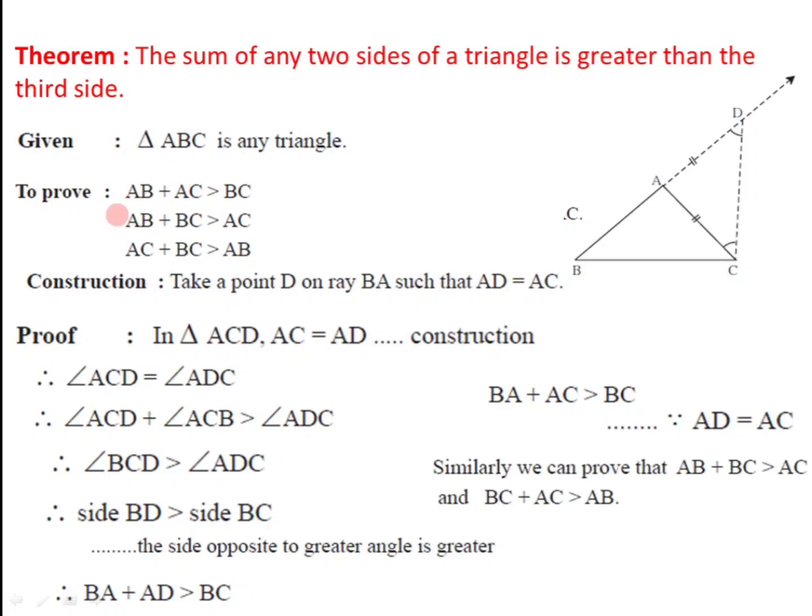Similarly, we can prove the remaining two results, that is, AB plus BC is greater than AC and BC plus AC is greater than AB. So in the same way, all these three statements can be proved. Hence the theorem: the sum of any two sides of a triangle is greater than the third side of the triangle.